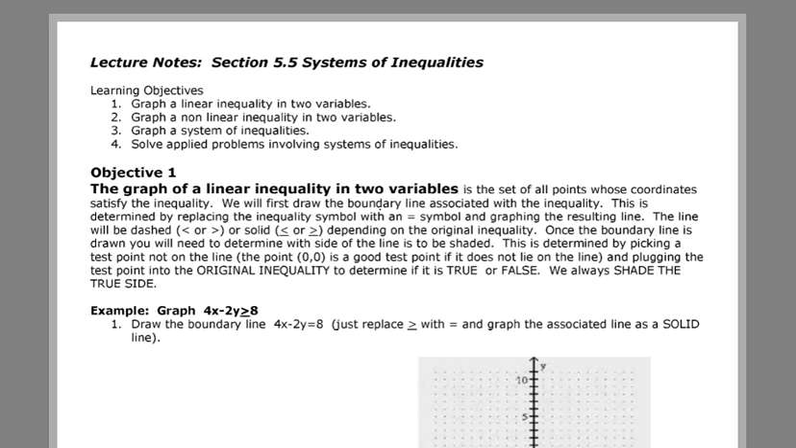Section 5.5, Systems of Inequalities. Now in the previous section we looked at systems of equations, and a graph of an equation is just a single line. What's the difference between graphs of systems of equations and systems of inequalities? Well, equations will obviously have the equal to sign, and inequality will involve one of these comparison symbols: greater thans, less thans, greater than or equal to, less than or equal to.